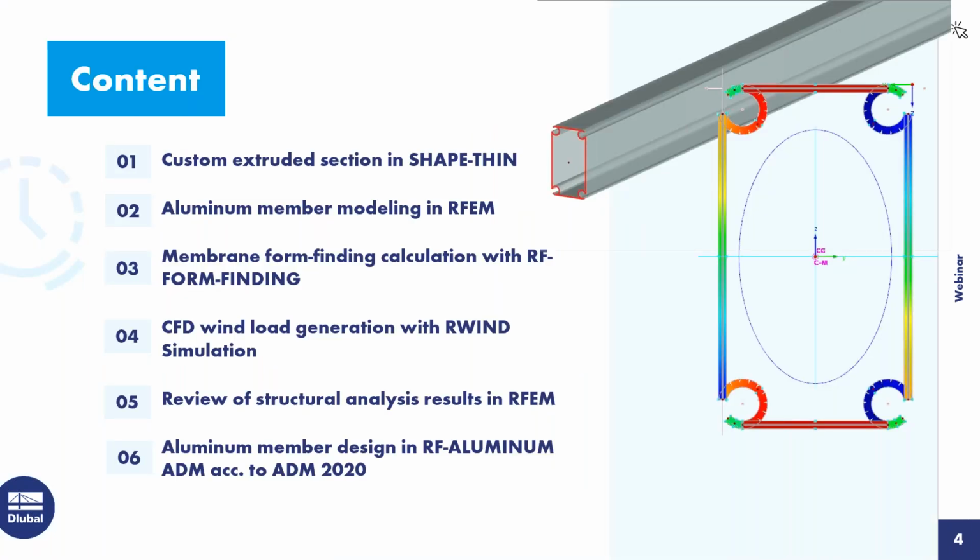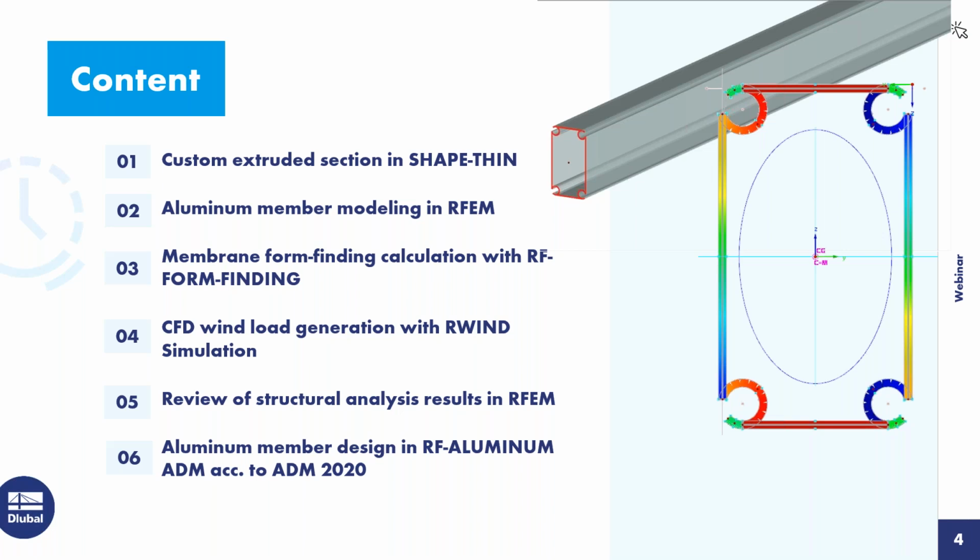So I want to quickly go over the content for the next hour today, and we'll be working in a series of standalone programs as well as add-on modules. To begin, we're going to create a custom extruded section in our standalone program Shape Thin. This will allow us to import a DXF file to calculate the cross-sectional properties. Then we're going to integrate this section into our FEA program RFEM, where we'll begin modeling our aluminum member structure.